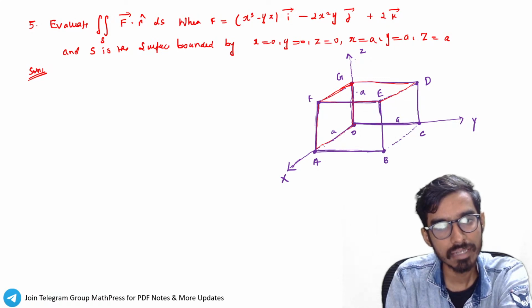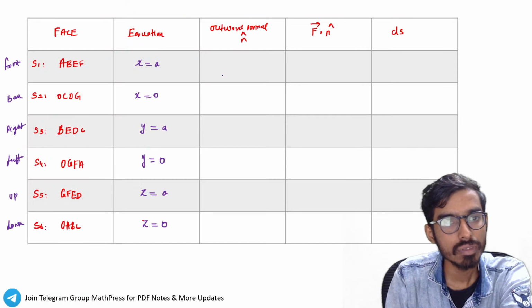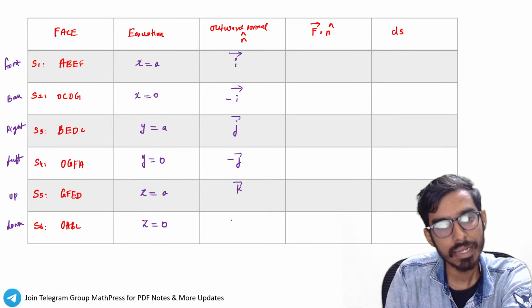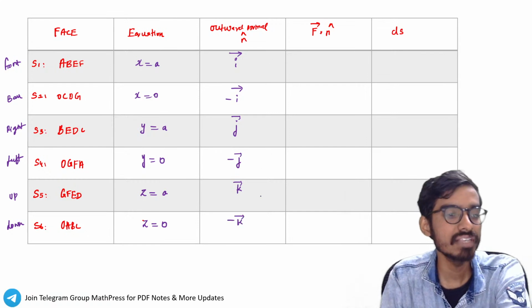We have 3 axes. So from here, x is going out, so it will always be the i vector. The i vector is your unit normal for x, and for backward it will be minus i vector. This will be j vector, and this will be minus j vector. This will be k vector, and this will be minus k vector. This will be fixed, right?